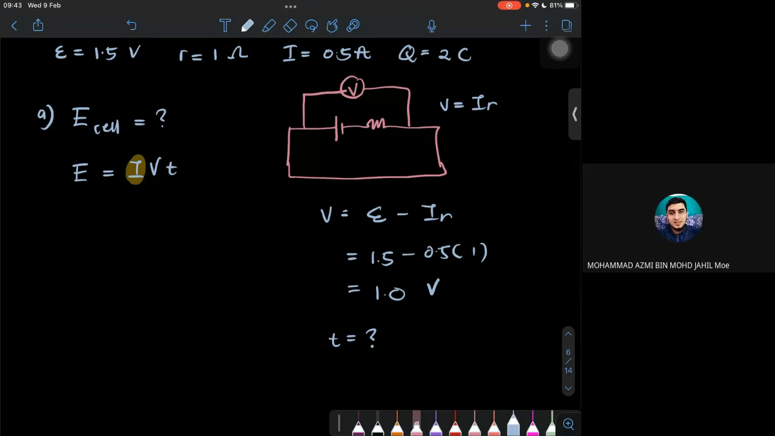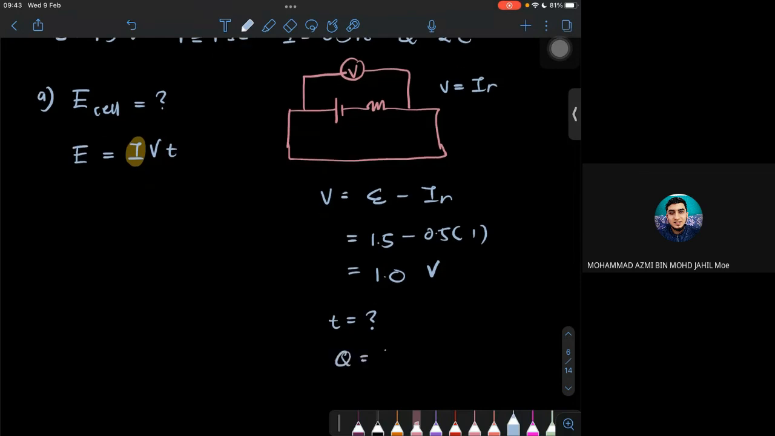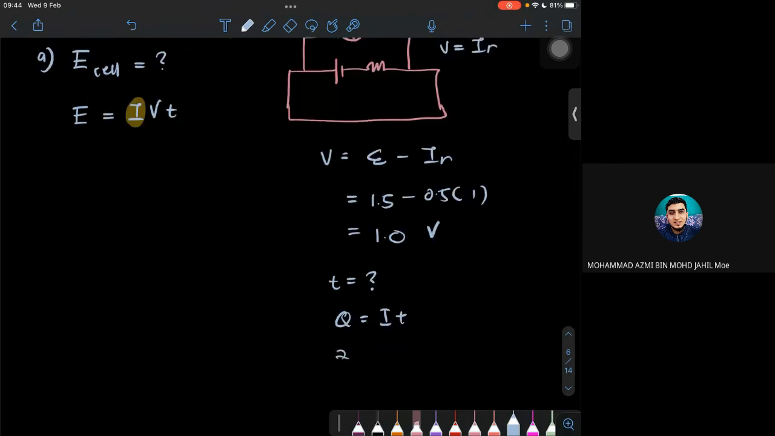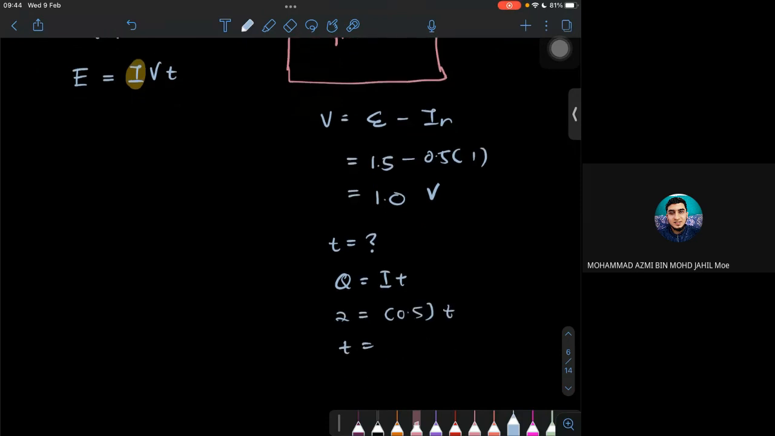Q equals to IT. Q is equal to IT. So Q kita sudah dapat. I is 0.5 times with T. T will be equal to 2 divided by 0.5, 4 second, is it? Yes. Betul kah 4 second? Betul, Miss. Okay.